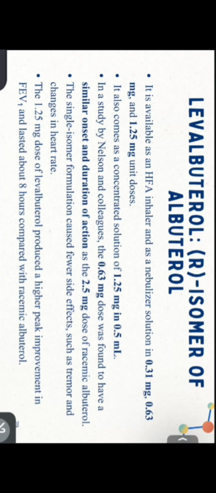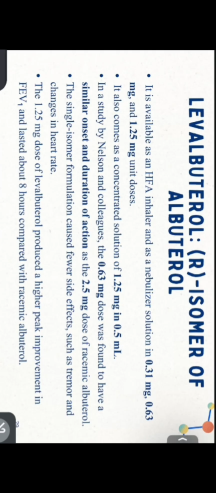So, in that study, they found that the effectiveness of 0.63 milligrams of levalbuterol is the same as 2.5 milligrams of racemic albuterol. For the side effects, the single isomer formulation causes fewer side effects such as tremor and changes in heart rate.